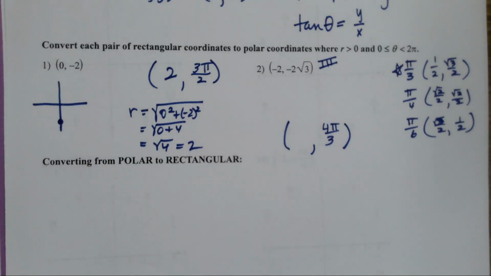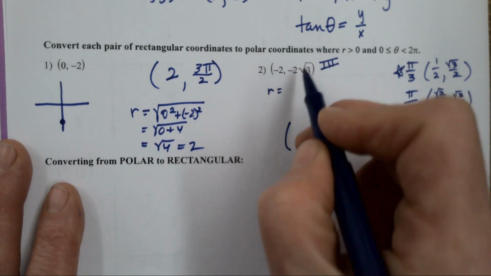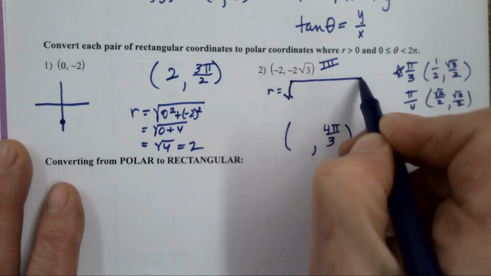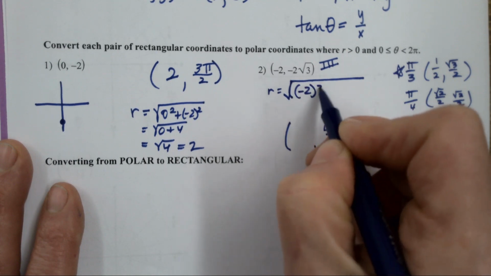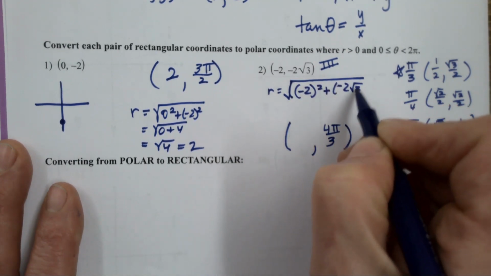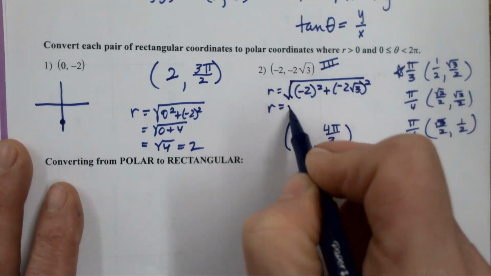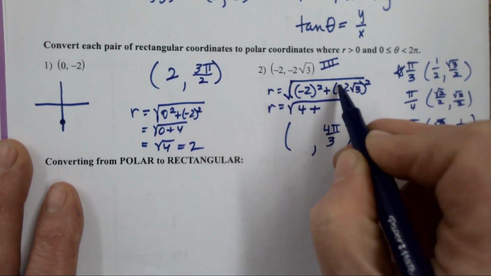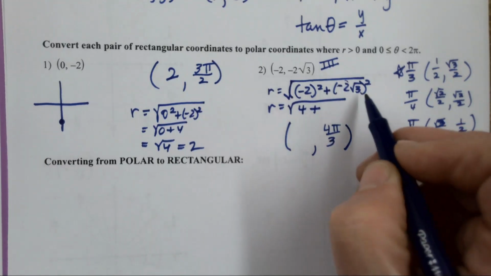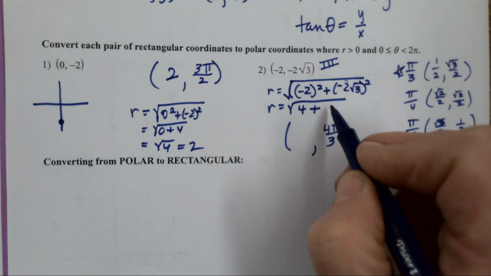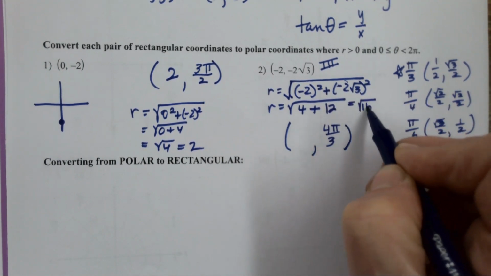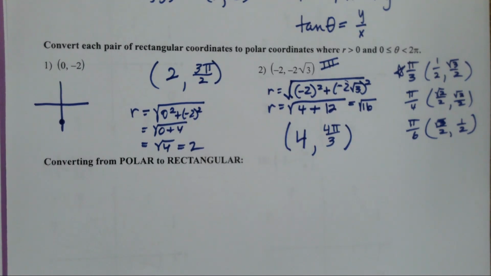Now I need to find my radius. Square root of negative 2 squared plus negative 2 times the square root of 3 squared. That is 4 plus, remember, square the negative 2, 4. Square the square root of 3, 3. 4 times 3, 12. Gives me the square root of 16, or 4. So this tells me to get to the point negative 2 square roots of 3, I would draw a radius out 4, and I would move it around to 4 pi over 3, and they would land in the exact same spot.